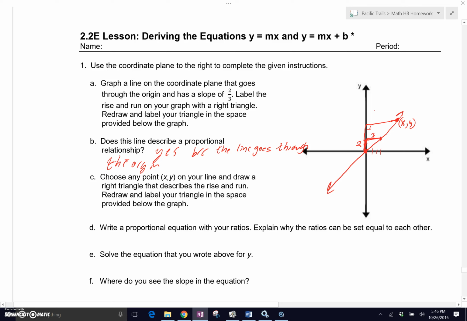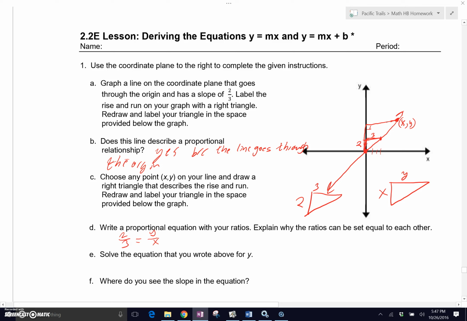And it says redraw and label in the space below. So I'm going to go ahead and label both my triangles in the space below. I have my first one, which is 2 over 3, and my second one, which is y over x. Now I want you to realize that these are proportional triangles. Like we learned on the other one, all I did was dilate it by making it a bigger right triangle. I just don't know the values. It's just x and y. But if you remember, my proportion is rise over run, which is 2 over 3, and that is going to be equivalent to the ratio of y over x. And it just looks like this.